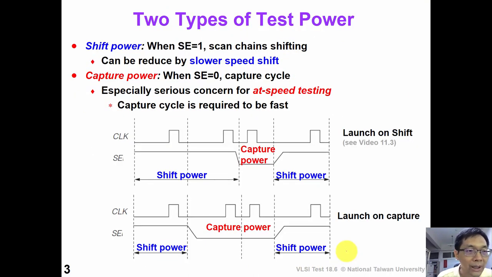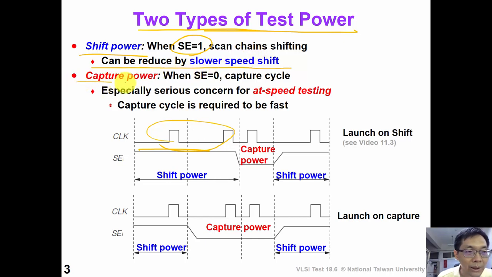So, there are two types of test power that we are interested in. First, shift power. When the scan enable is 1 and the scan chain is shifting, in the shift mode, there are a lot of switching activities going on in the logic. If we want to reduce shift power, we can simply use slower speed shift.